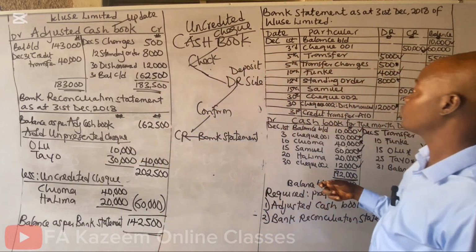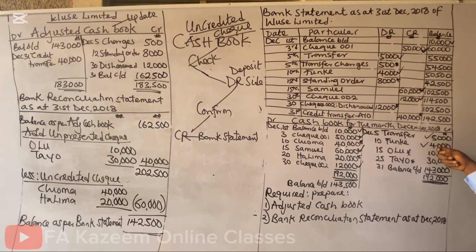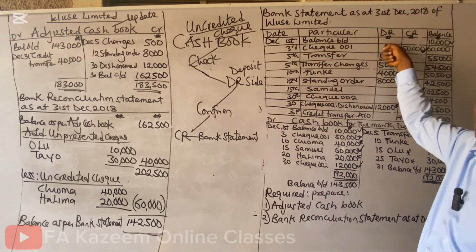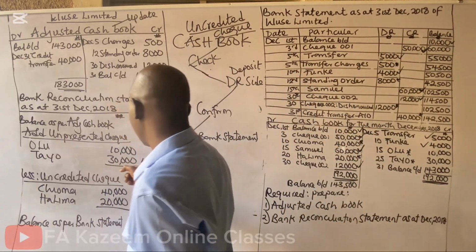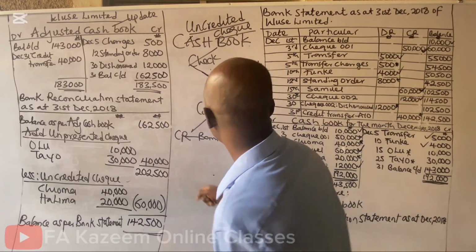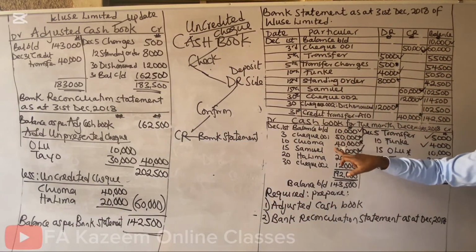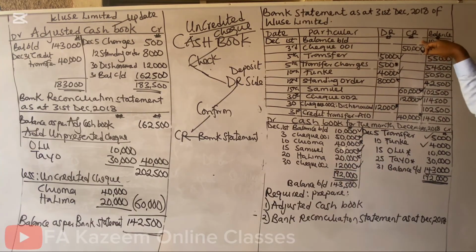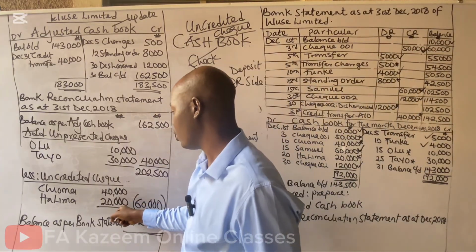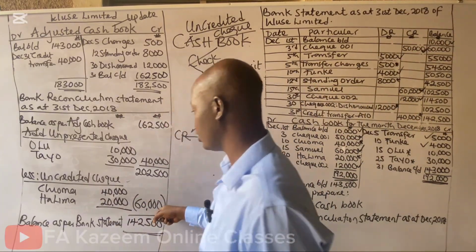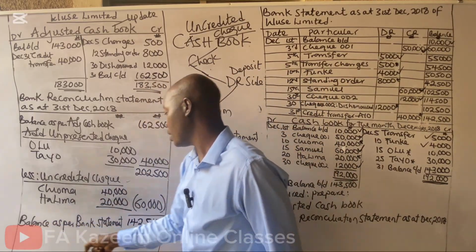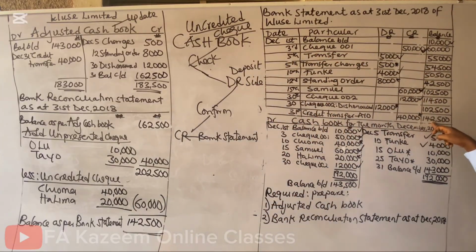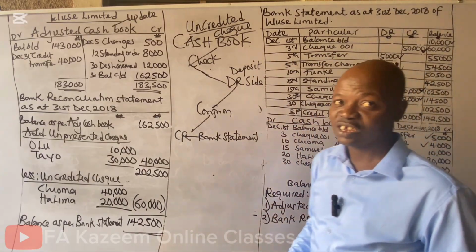After that, to get our unpresented check, we check the credit side of the cash book to confirm it on the debit side of the bank statement. All items that we could not see there, we tag them unpresented check and we add it to get this total. To get our uncredited check, we check all the items on the debit side of the cash book to see whether they did not appear on the credit side. Those ones that did not appear on the credit side, we tag them as an uncredited check. We minus the total uncredited check from 202,500. The figure that remained there is what we know as balance as per bank statement, which is the balance here. It shows that this account has been reconciled.